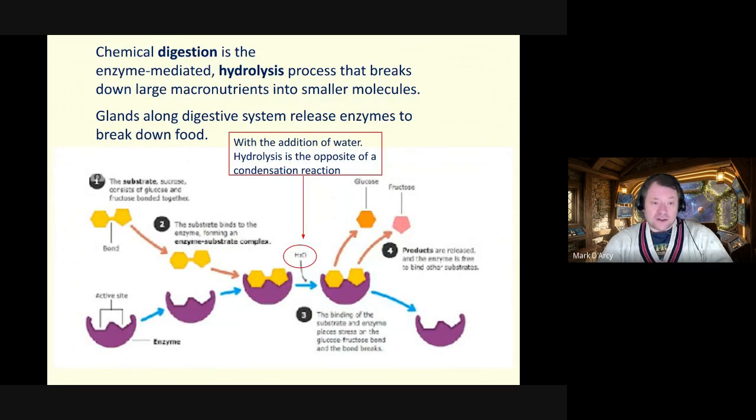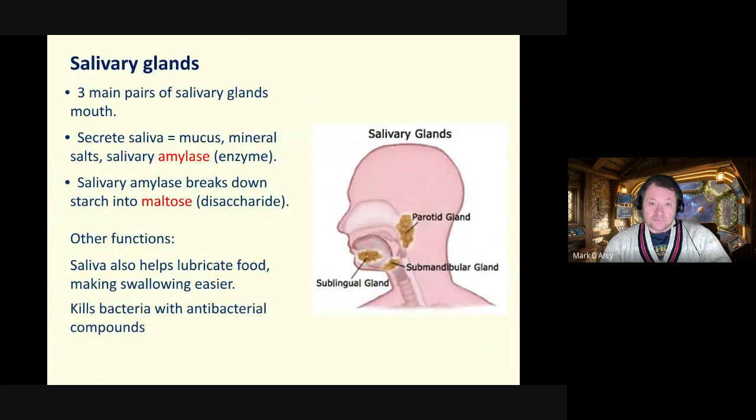In terms of chemical digestion, this is enzyme mediated, and it involves a process called hydrolysis, breaking of chemical bonds, such as the glycosidic bonds between two glucoses in the starch. Hydrolysis breaks down large macronutrients into smaller molecules. Glands along the digestive system release enzymes to break down food. For example, sucrose into glucose and fructose.